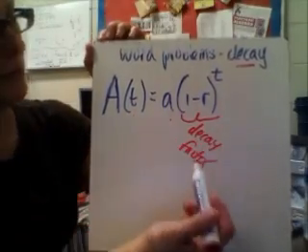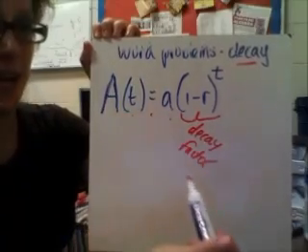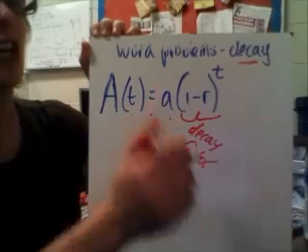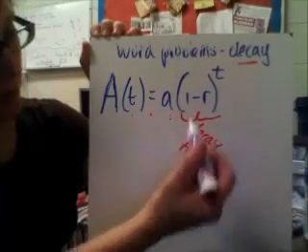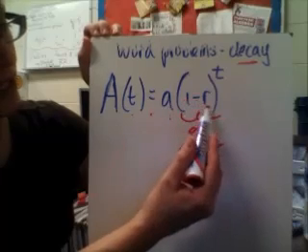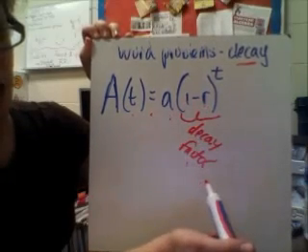Word problems with decay, you'll know to use this formula if something's going down. If something's increasing, you use the growth formula. If it's going down, you use the decay formula. Same thing, same variables, except instead of 1 plus r, it's going to be 1 minus r. And this is your decay factor.